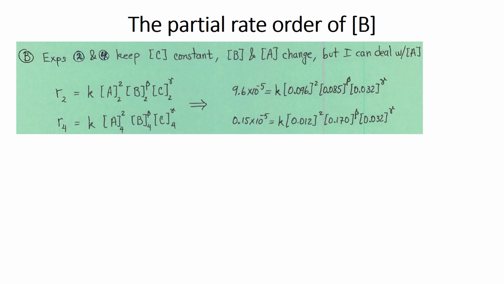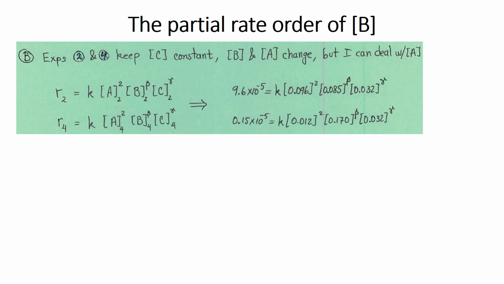And now we will have changing B and A. Okay? But it doesn't matter that both of them are changing because I know how to deal with A. I know that it is A squared. So it's going to come up as a number, and then I can just use it in the equation as what it is, a number.